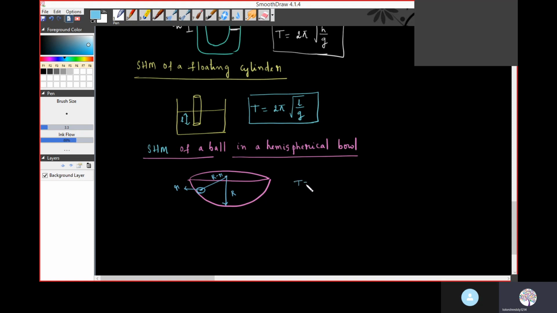Now, this is like a pendulum which is moving, but the only difference is a pendulum is tied with a string. Here you don't have a string. Here the normal reaction will be acting upward, like tension. So the formula is T is equal to 2 pi root of (R minus r) by g, where the distance from the center is like the length. That's the time period of a hemispherical ball.